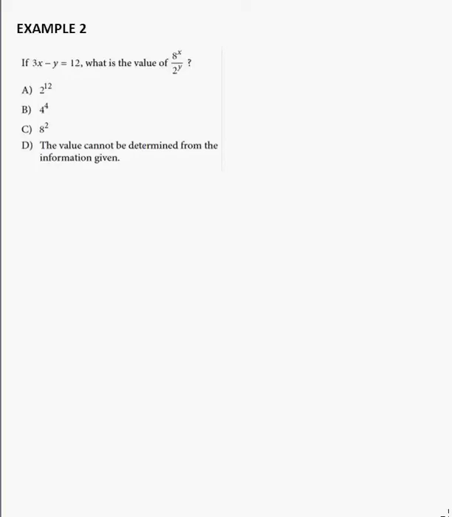So let's see this. Now, you notice that they've given you this clue here. Always look for the clues. They will give you a clue, and you're going to need a clue to do your work. They said 3x minus y is equal to 12. What is this?